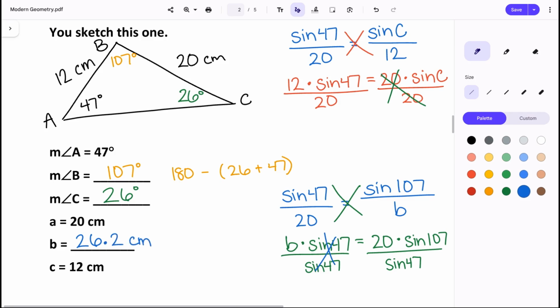Okay. Questions on law of sines, guys? All right, we do have a worksheet for you to practice this formula. So we're going to get that out to you.